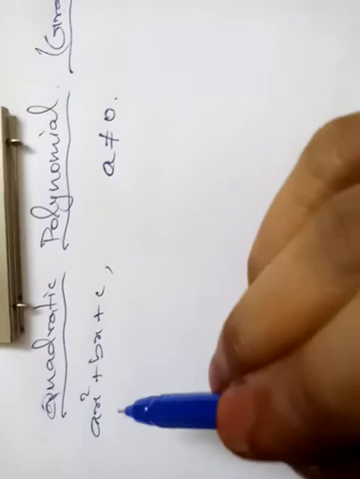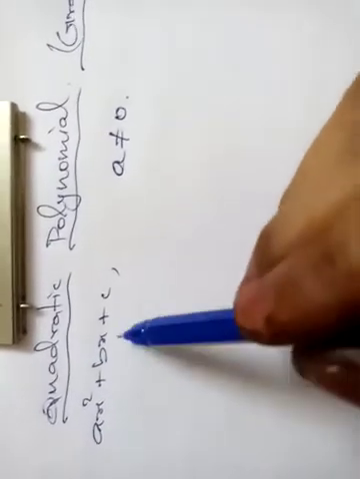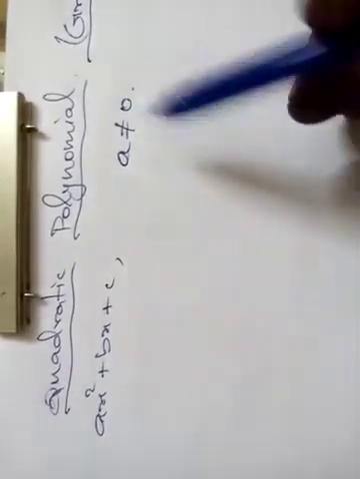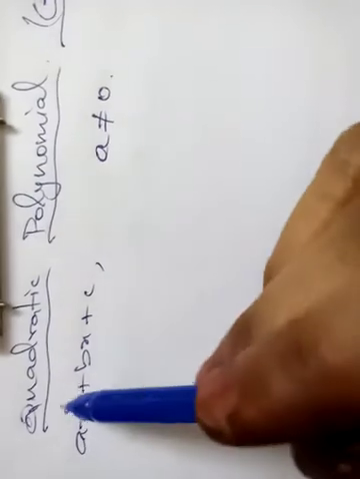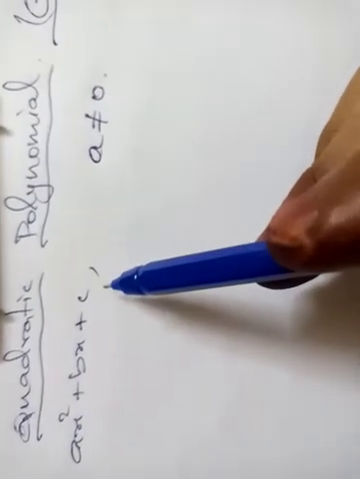In this video, we'll see about the graph representation of a quadratic polynomial. Generally, the quadratic polynomial is ax square plus bx plus c, where a is not equal to 0. Why is a not equal to 0? Then only we will get a quadratic polynomial. Otherwise, if this becomes 0, then this is a linear polynomial, right?